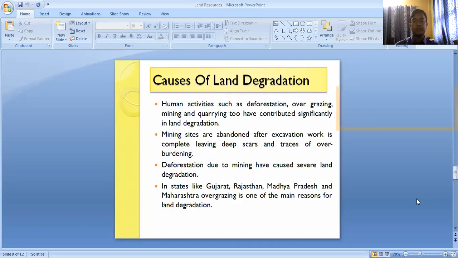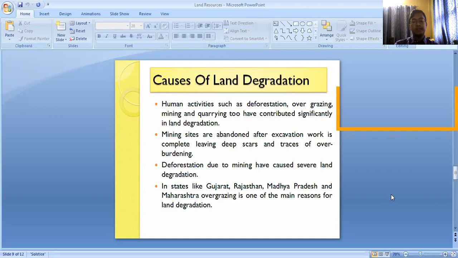It is causing severe degradation of the land in these areas. In states like Gujarat, Rajasthan, Madhya Pradesh, and Maharashtra, overgrazing is one of the major reasons for land degradation. So here you can see that all the activities I am talking about, that is deforestation, overgrazing, mining, and quarrying, are human activities, and these are directly responsible for land degradation.